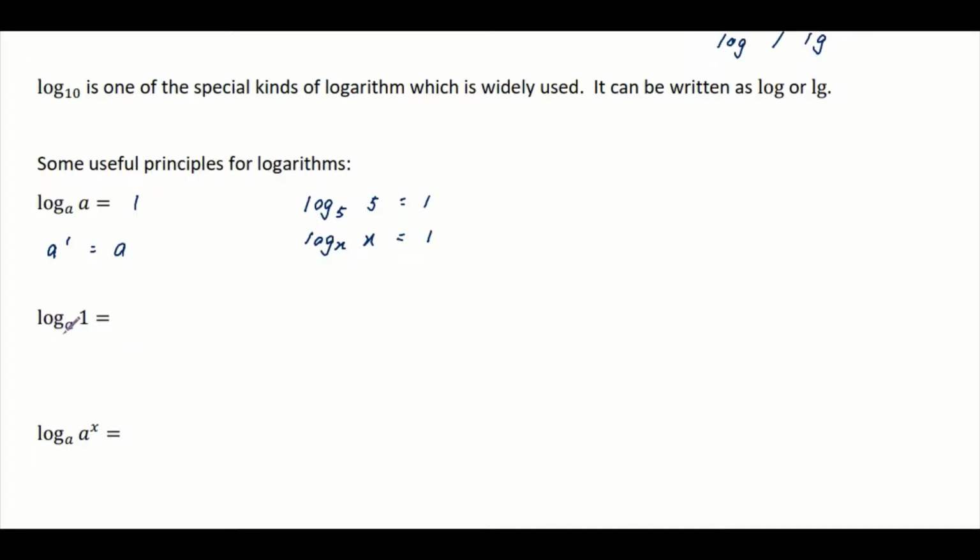Okay, so log to the base of a, then 1. What is the power that a needs to give you 1? It will be 0. So log base a of 1 gives you 0. You can remember that log base x of 1 gives you 0. No matter what base you have, as long as you are doing log of 1, it will give you the answer of 0, because any number to the power of 0 gives you 1. So that's why log base a of 1 equals 0.